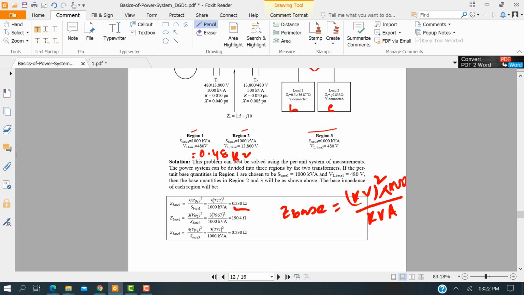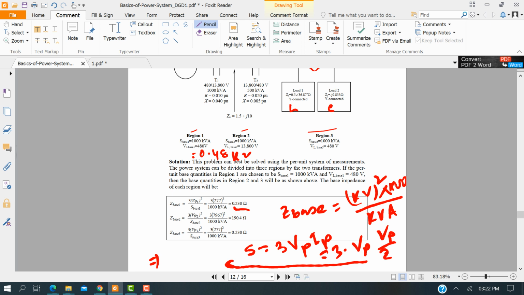Or you can do it this way. As we know, kVA for a three-phase circuit is 3 Vp Ip, where Ip equals V by Z. So the base value Z can be written as V squared divided by S, meaning kVA. Here you see that the formula is the same.